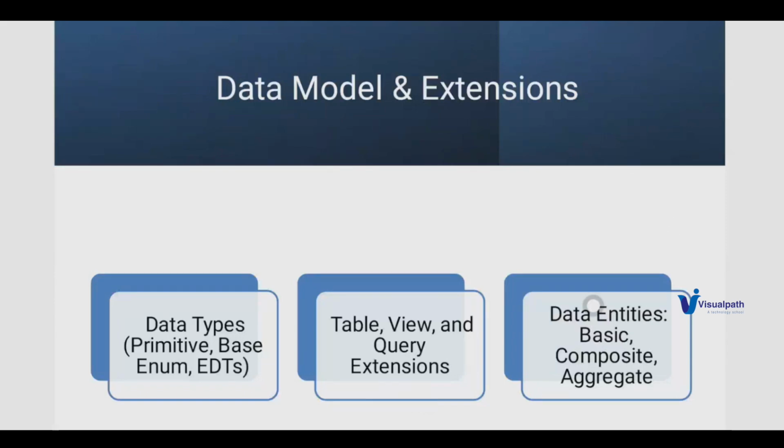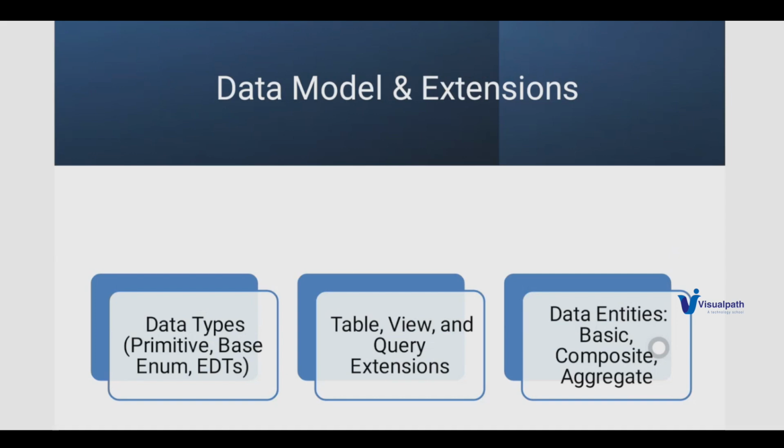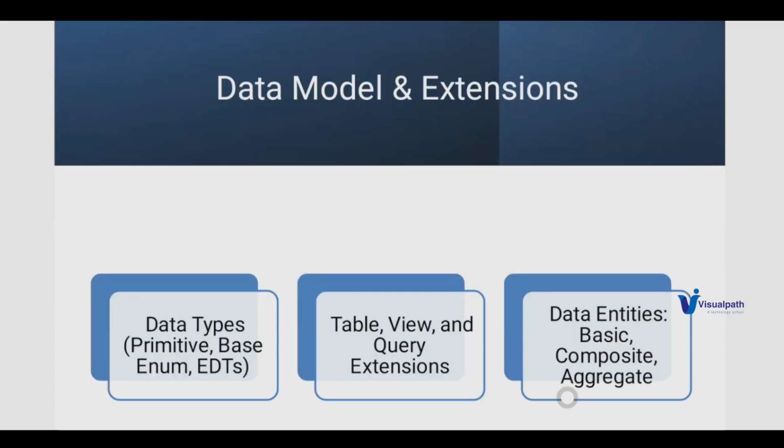We can go to the data entities. We will understand what data entities are. Now, data entities are again views only, but they are useful to export the data. There are three different types of data entities: basic, composite, and aggregate. We will understand the difference between these and how to create the data entity itself.